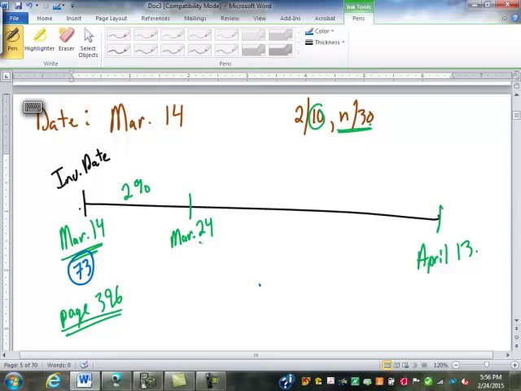Well, 10 days from that would be day 83. You can double check that in the table. Day 83 is March 24th. Adding 30 to 73 would give us 103. You double check that in the table. 103 is April 13th. So our dates that we have in there are correct.